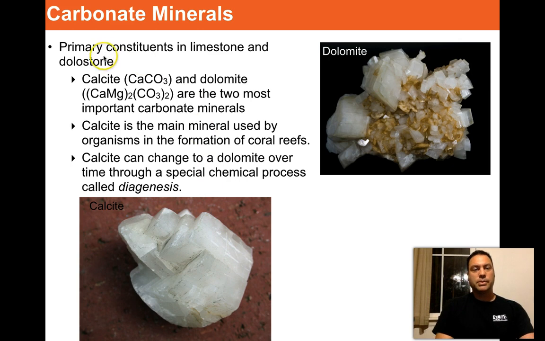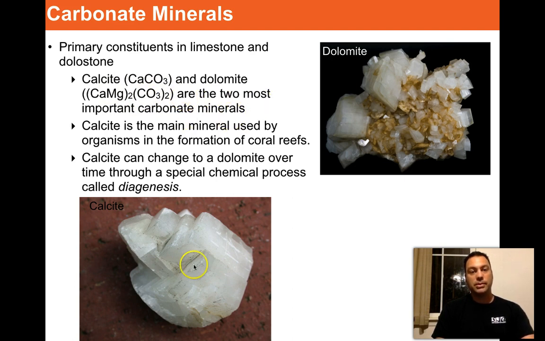So these carbonate minerals are really important, especially when we get into dealing with sedimentary rocks and talking about reefs and things like this. You need to know what a carbonate mineral is. So they're the primary constituents in limestone and dolostone. Calcite, which is calcium carbonate, CaCO3. The CO3 is called the carbonate anion, so calcium carbonate. And dolomite, which is the calcium magnesium version of this carbonate right here, are the two most important carbonate minerals.